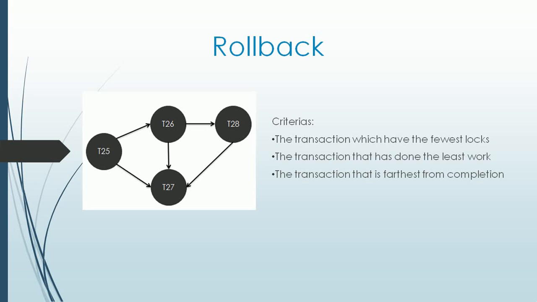Once we have decided that a particular transaction must be rolled back, we must determine how far this transaction should be rolled back. The simplest solution is a total rollback. Abort the transaction and then restart it. However, it is more effective to roll back the transaction only as far as necessary to break the deadlock. But this method requires the system to maintain additional information about the state of all the running transactions.